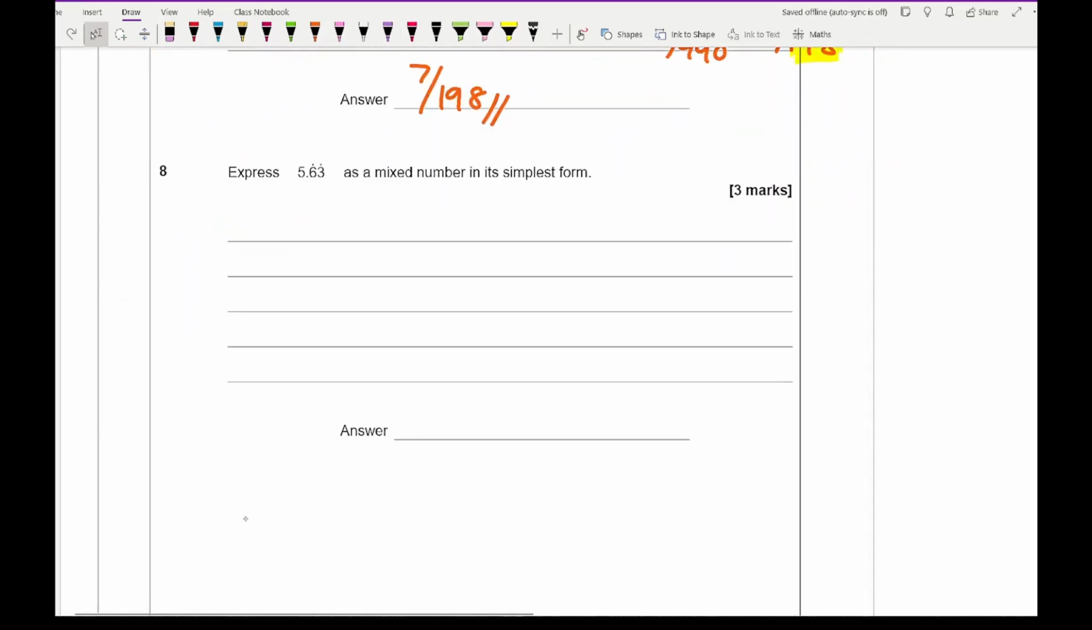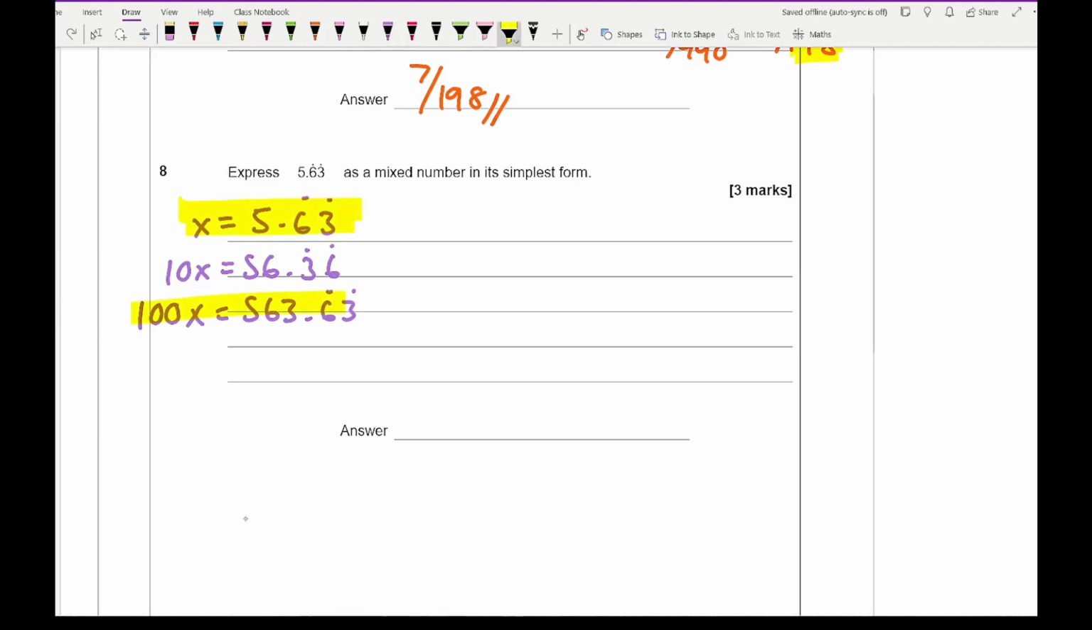Moving on to question 8, again, we make it equal to x. So I've got 5.63 recurring, multiplied by 10, and I get 56.36 recurring, multiplied by 100, and I get 563.63 recurring. I've then got a repeated pattern here, repeated pattern there. So I've got 100x equals 563.63 recurring, and x equals 5.63 recurring.